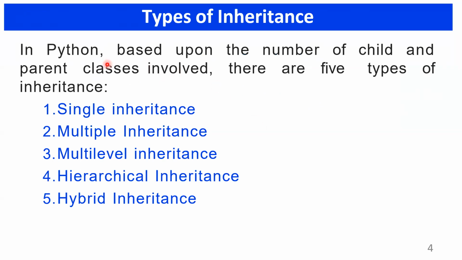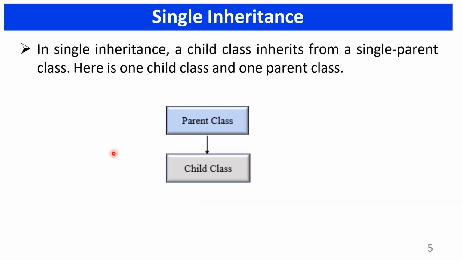Python supports various types of inheritance depending upon the number of child and parent classes involved. It supports five types of inheritance: single, multiple, multi-level, hierarchical, and hybrid inheritance. Let us see these types of inheritance one after the other with an example each.